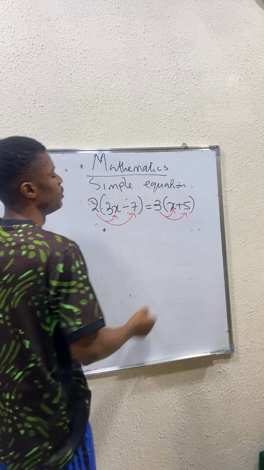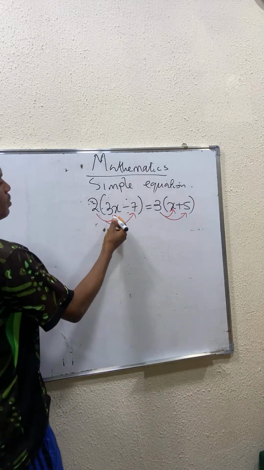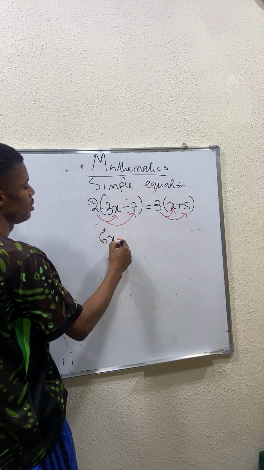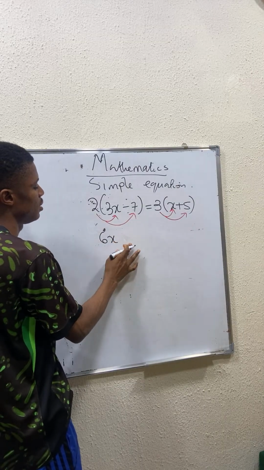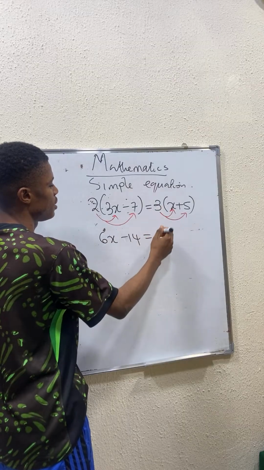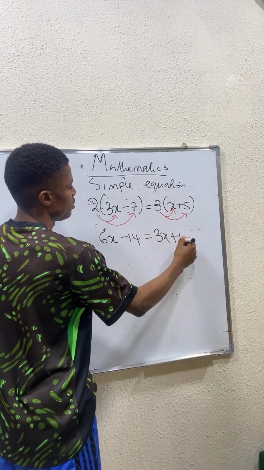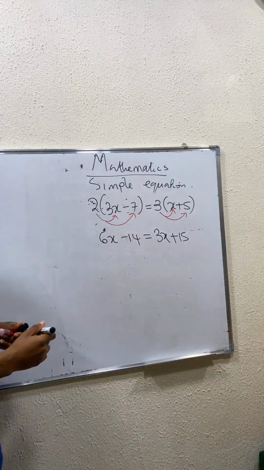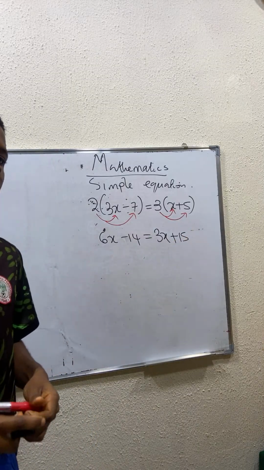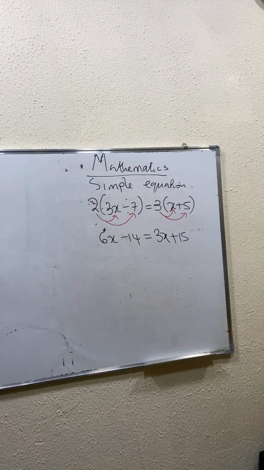So if you have that, what do you get? 2 times 3x is 6x. 2 times minus 7 is minus 14. And that's equal to 3 times x, which is 3x, and 3 times 5 is plus 15. Do you understand this stage now? I understand it. Okay, that's alright.